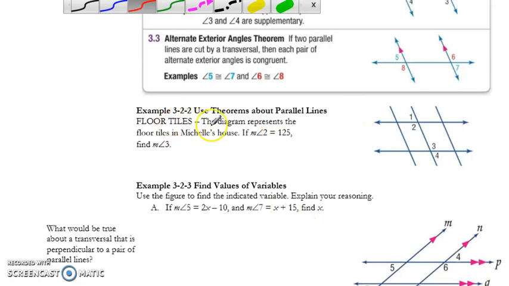So we've got floor tiles in Michelle's house. It looks like angle 2 right here is 125. So let's go ahead and put that in the picture. We want to find angle 3. So what is this angle? Well, those are alternate interior. So we can say that angle 3 is 125 because these are parallel. Alternate interior angles theorem.